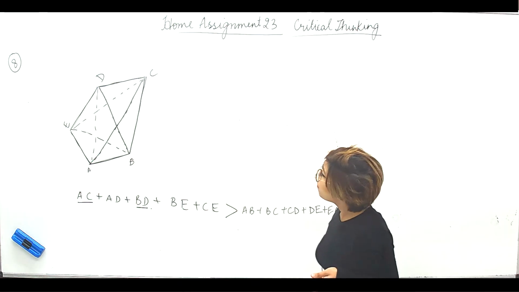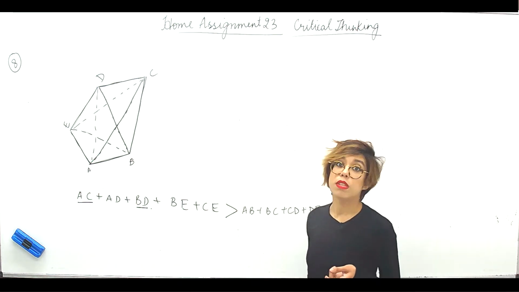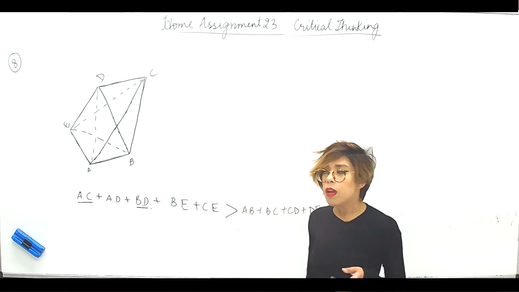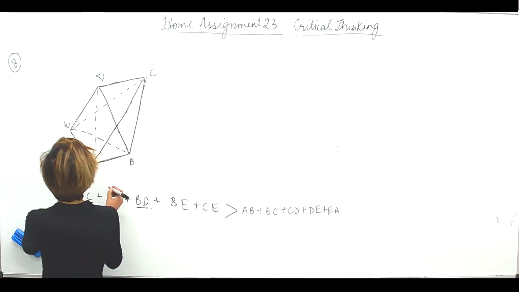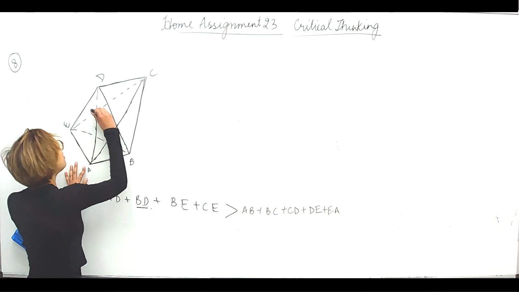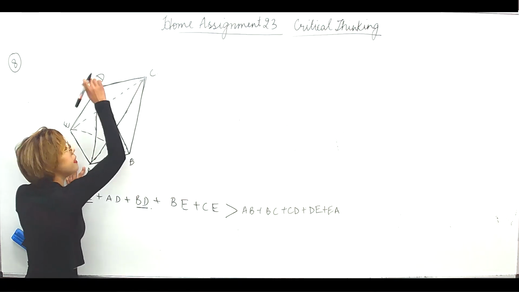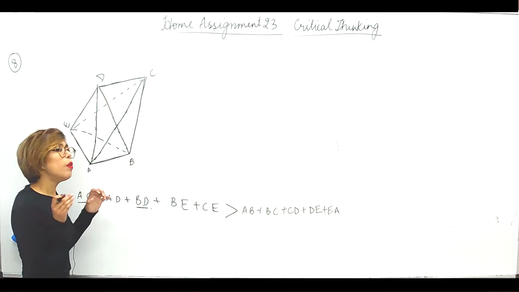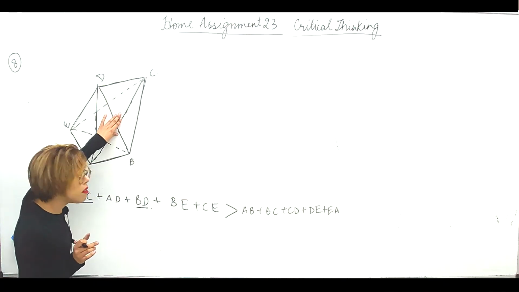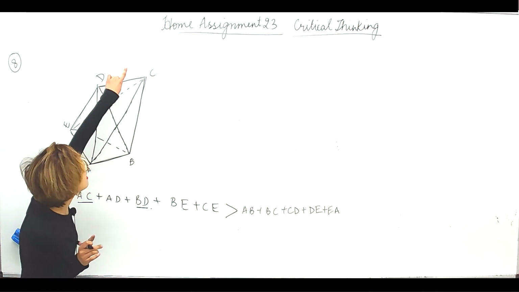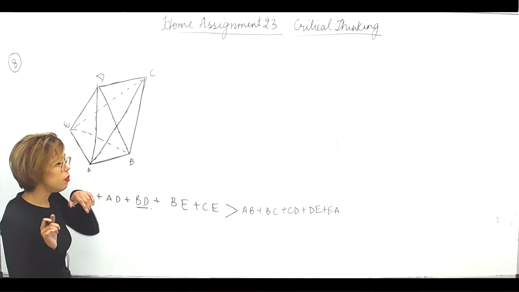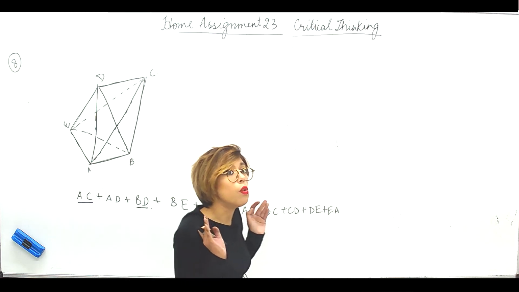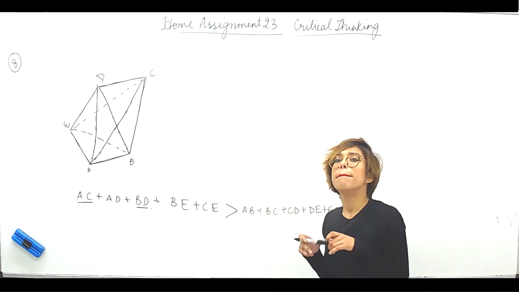Now AC and BD, these are the diagonals. You say, ma'am, these are the diagonals of a pentagon. But if you consider closely, these are the diagonals of the quadrilateral in fact. A, B, C, D. Right? AC and BD are diagonals. Do I know anything about the diagonals and the sides of the quadrilateral? Do I know any relationship, any kind of inequality that we might have done?